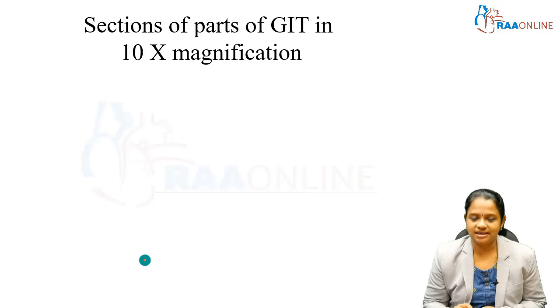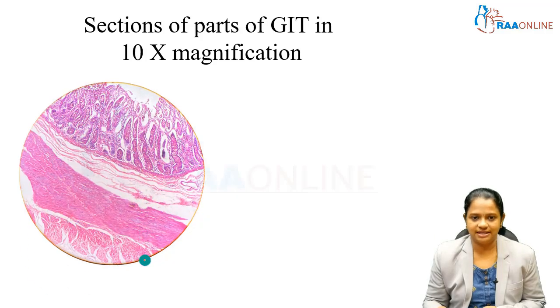Students are asked to identify or focus any H&E stained slide under the microscope in the 10x magnification, the low magnification. So in that we may or may not see all the layers of the GIT.